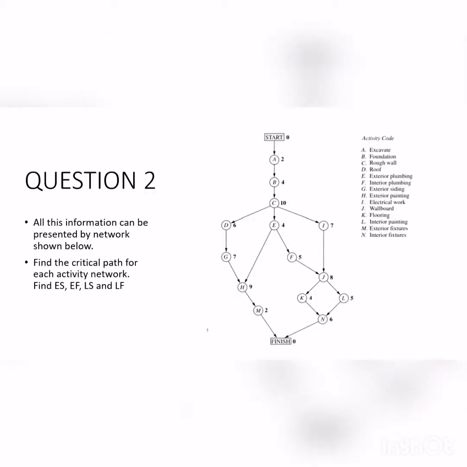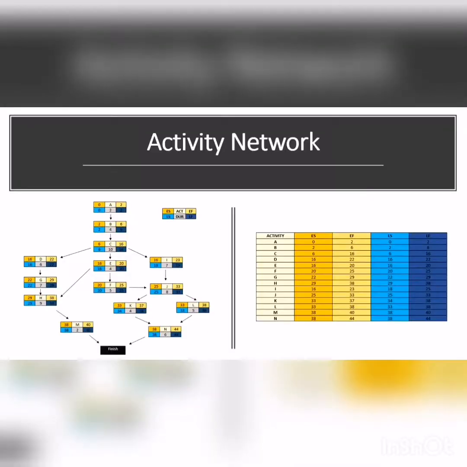Question 2. Find the critical path from each activity network and find ES, EF, LS, and LF. First things first, all we need to do is redraw it with our typical notes. So right here, we just draw the diagram before I explain in detail. In this board we refer to activity with duration, and then we have early start, early finish, late start, and late finish.